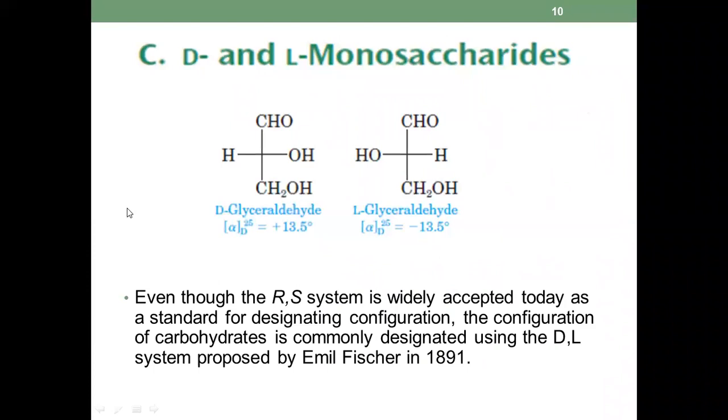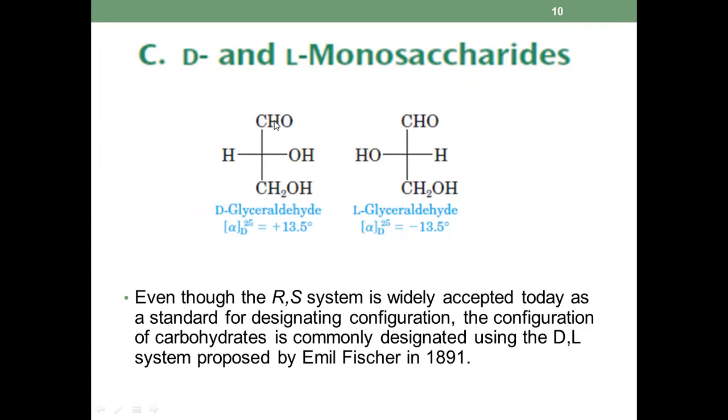D is the designation for the monosaccharide. We don't use the R and S that we have read in organic chemistry. The D-glyceraldehyde is the reference, so all the rest of the monosaccharides are referred to as D, and the OH is on the right side.